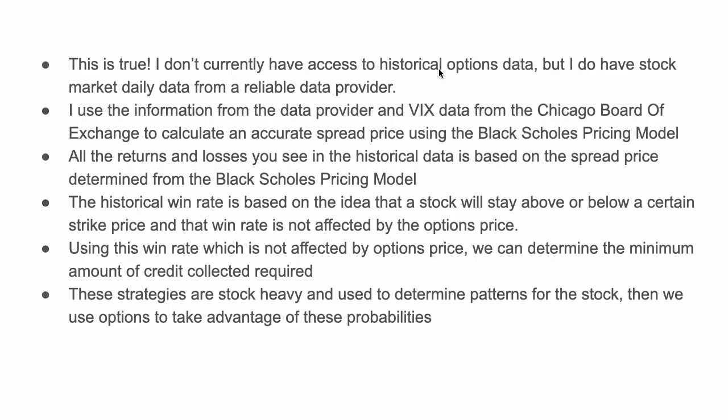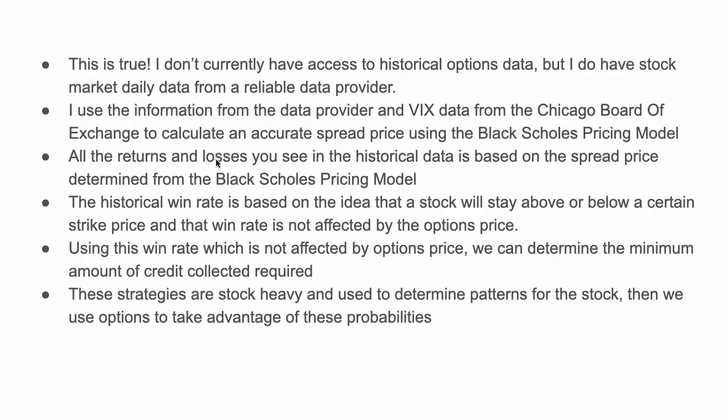So I currently don't have access to historical options data, but I do have stock market daily data from a reliable data provider. I use the information from the data provider and VIX data, which is volatility data, which I'll explain why in a second, from the Chicago Board of Exchange. It comes straight from them. So both of these are super reliable sources of information to calculate an accurate spread price using the Black-Scholes pricing model.